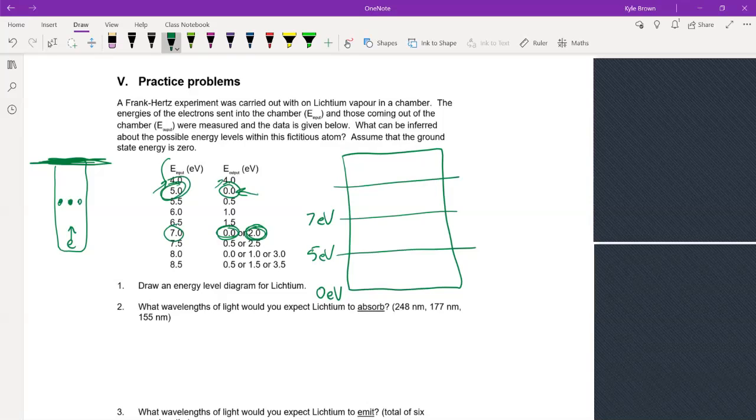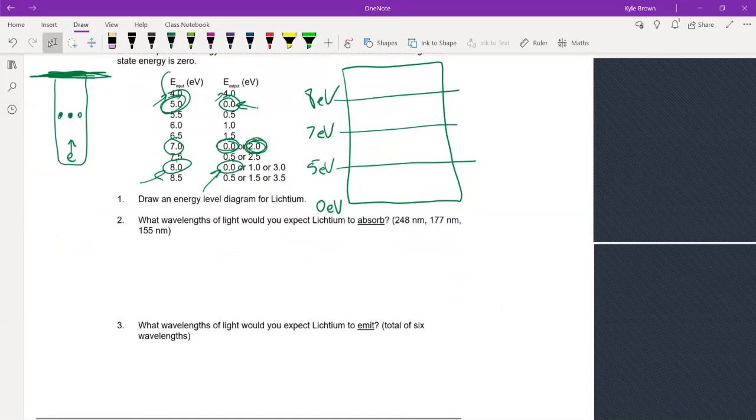And then the next one going up, again I'm looking for those zeros, because that's where it's going to eat up all of my energy. It really likes 8 as well. It ate all of my 8 electron volts, so it's also going to be 8 electron volts. All right, so there's my energy level diagram.